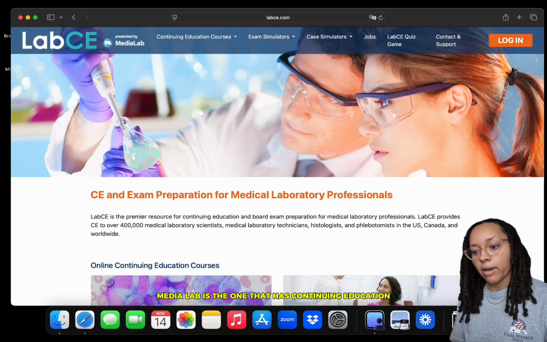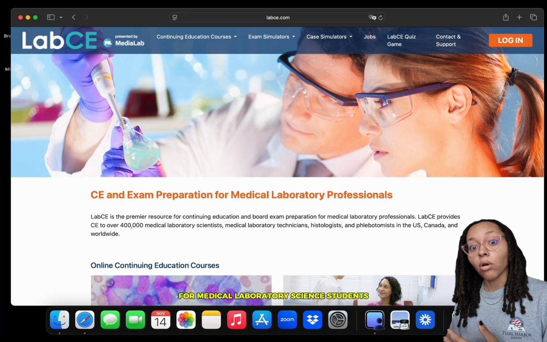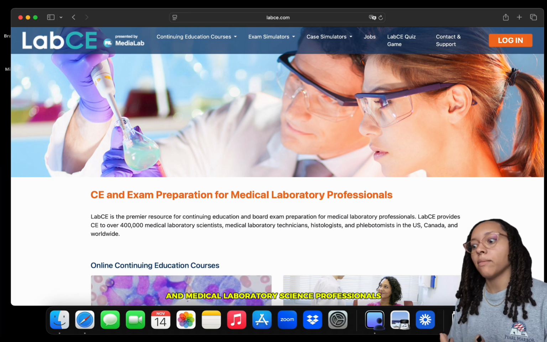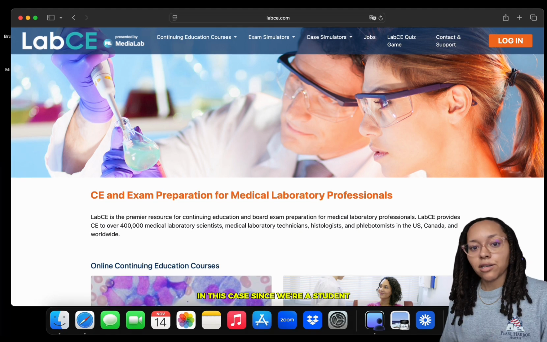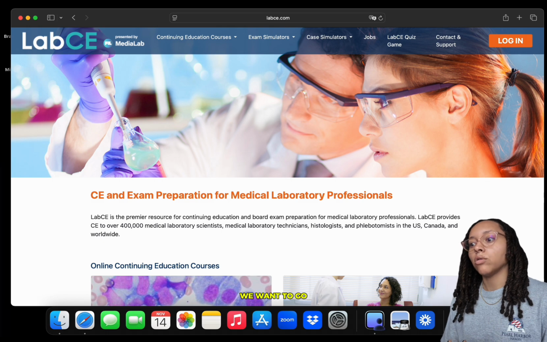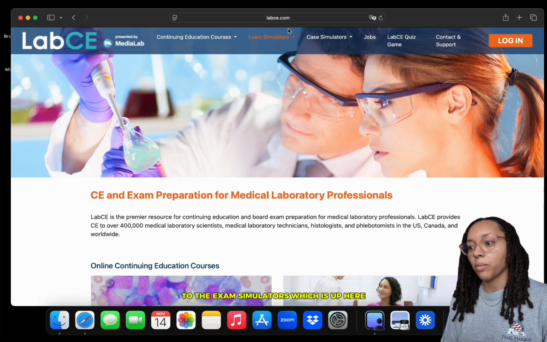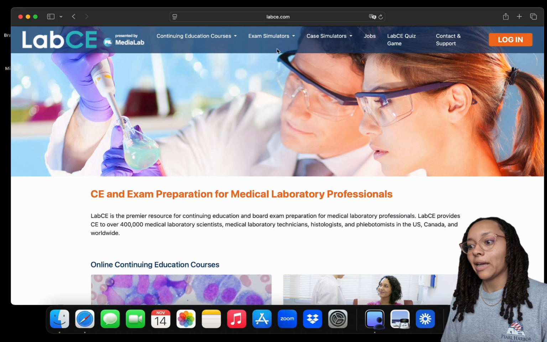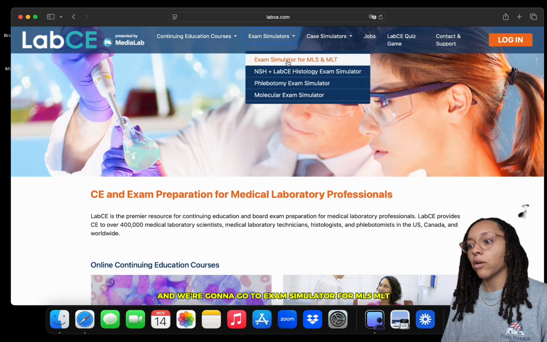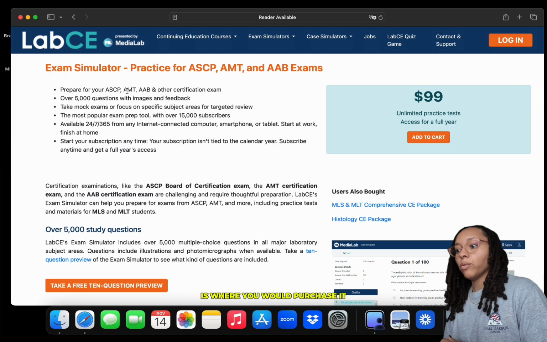MediaLab is the one that has continuing education and exam preparation for medical laboratory science students and medical laboratory science professionals. In this case, since we're a student, we want to go to the exam simulators, which is up here. I have my cursor kind of highlighting it right here. And we're going to go to exam simulator for MLS MLT. This is where you would purchase it.